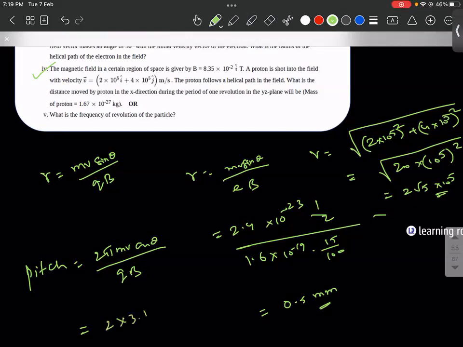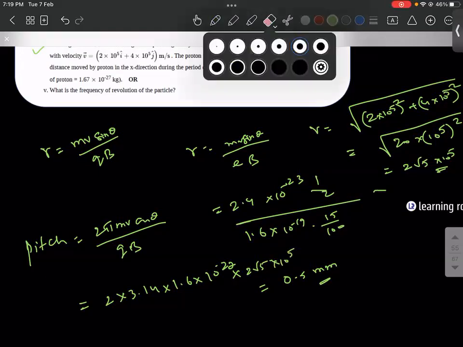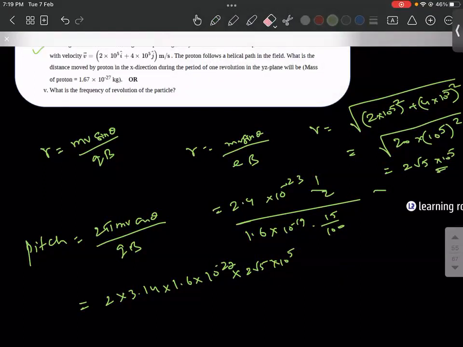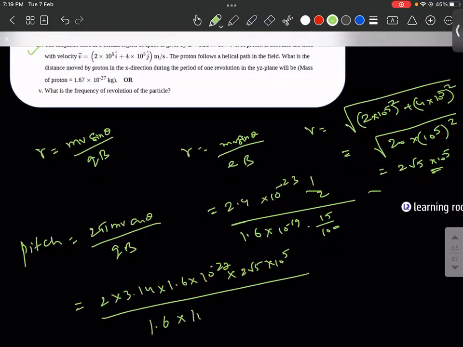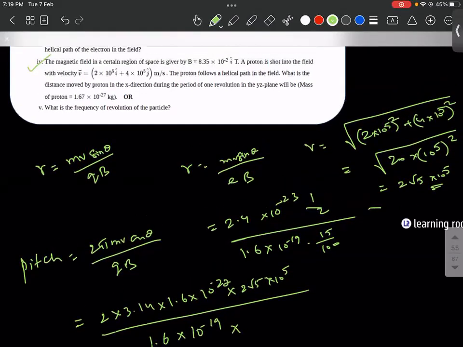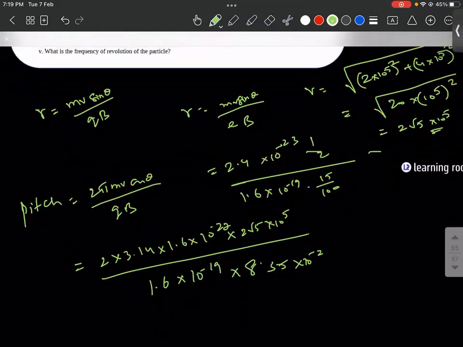So 2 into 3.14 into mass of the particle, 9.1 into 10 power minus 27, into v, which is 2 root 5 into 10 power 5, the whole divided by q, which is 1.6 into 10 power minus 19, into B, which is 8.35 into 10 power minus 2. Right. When you solve all these things, you should get the answer as 0.157 meter.